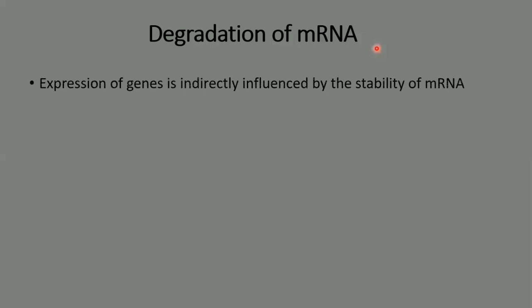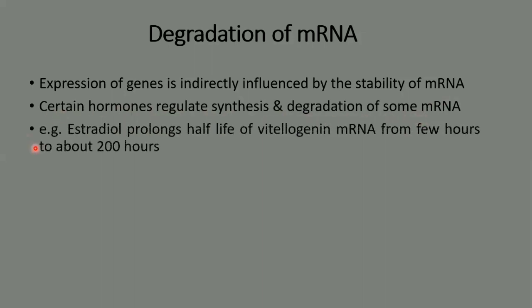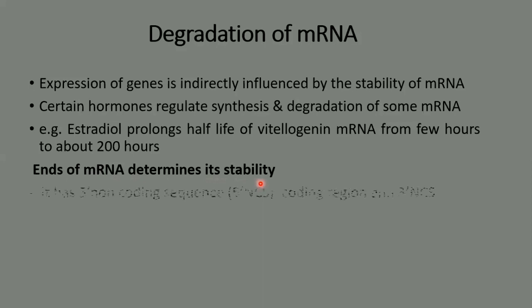Now we will see the level of degradation of mRNA. Expression of genes is indirectly influenced by the stability of mRNA. Certain hormones regulate synthesis and degradation of some RNA. Example, estradiol prolongs half-life of vitellogenin mRNA from a few hours to about 200 hours. Ends of mRNA determine its stability.